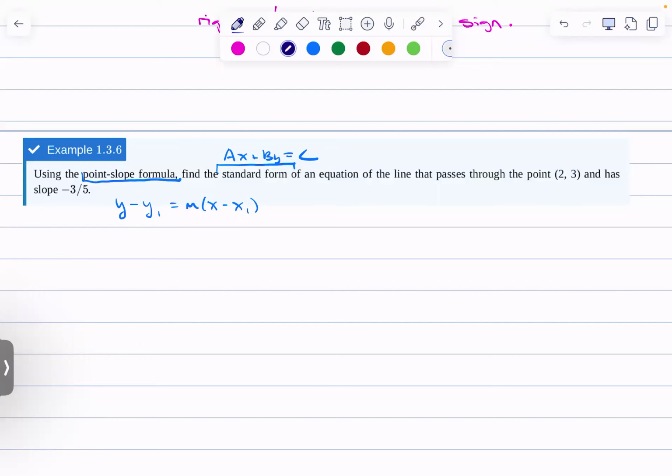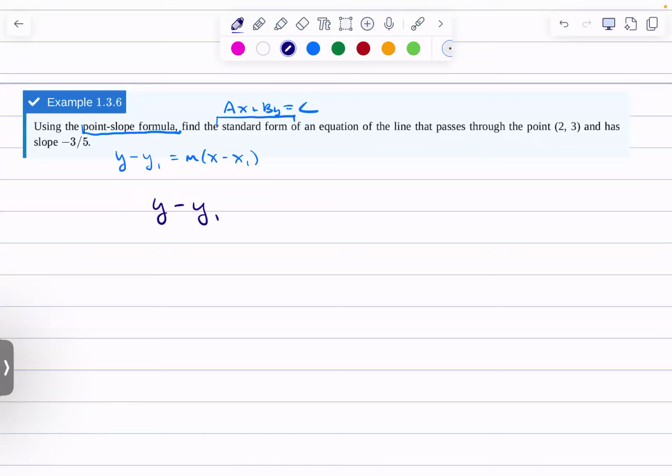Nothing to it but to do it. Here we go. I have my point, 2, 3, and my slope, so I have everything I need to plug stuff in. y minus 3 is negative 3 over 5 times x minus 2. Okay, that's the point slope form of the line.